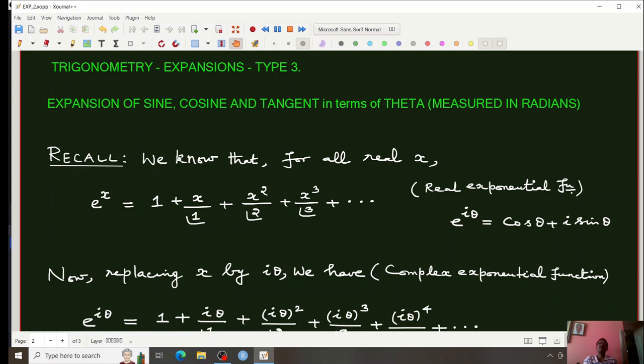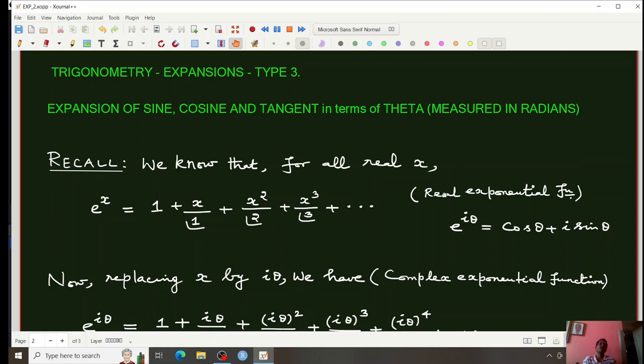Let us recall that the exponential e power x can be written as an infinite series: 1 plus x over 1 factorial plus x square over 2 factorial plus x cube over 3 factorial and so on. And this function is called the real exponential function.